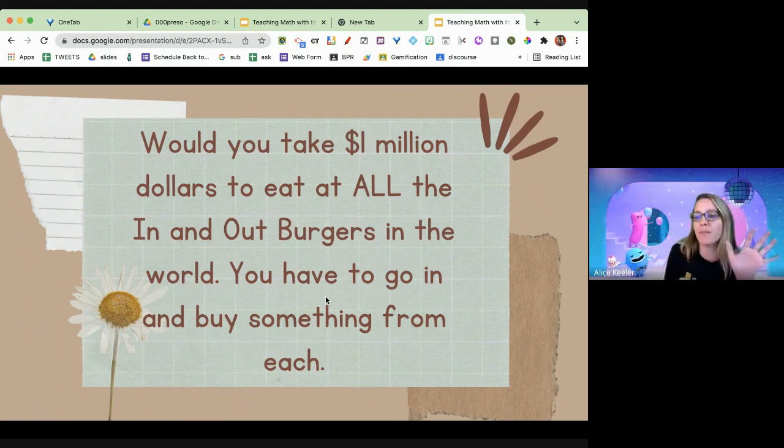I like to think about this math problem being like if you gave a mouse a cookie. Now, Gabby, I don't know if you have seen this book. Have you seen this book, If You Give a Mouse a Cookie?